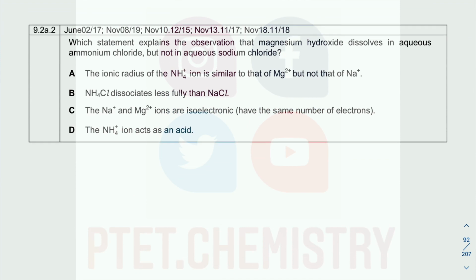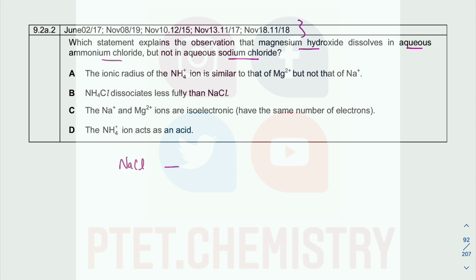So the next question seems very popular over the years. There's probably a reason why it's popular. It's not because a lot of students always get it correct. It's probably because a lot of students always get it wrong. That's why they thought it's very nice to ask it again and again. Okay, but you've got to understand why magnesium hydroxide dissolves in aqueous ammonium chloride but not in aqueous sodium chloride.